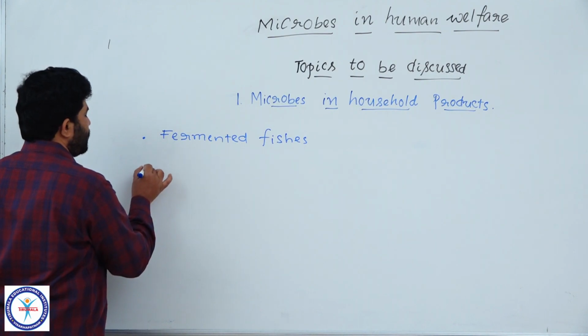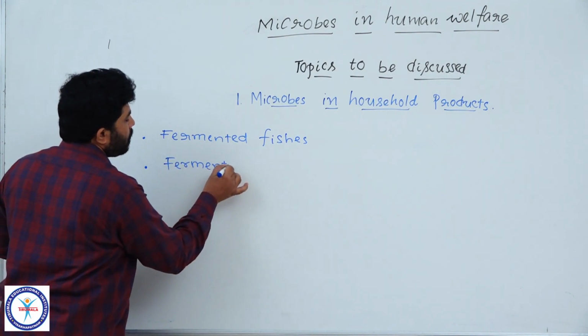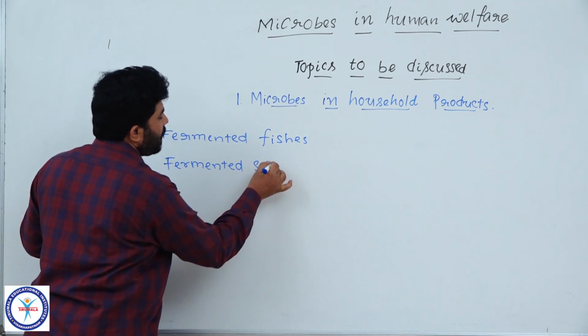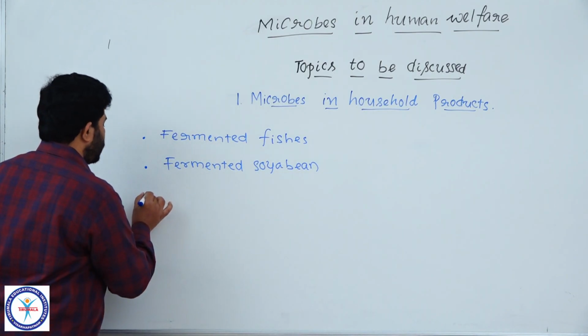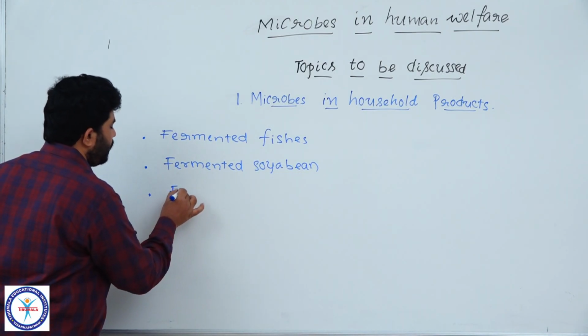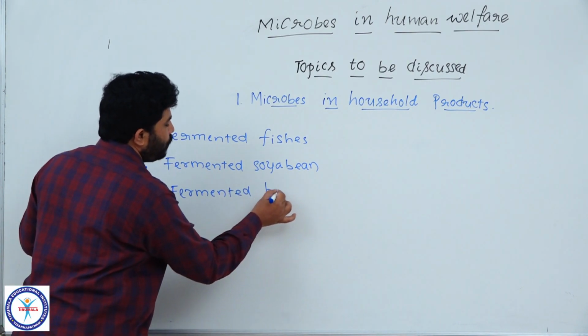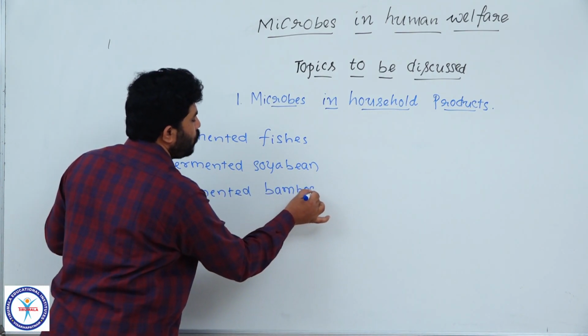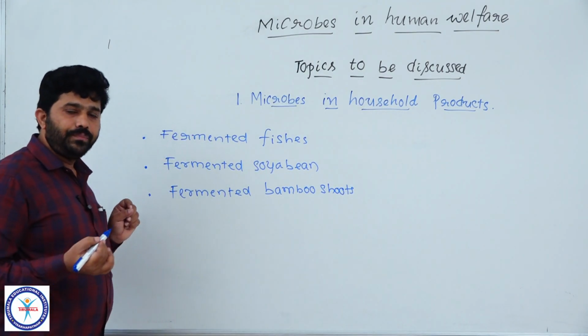And the next one is fermented soybean. We are observing fermented soybean. Next one is fermented bamboo shoots. In so many areas, people use bamboo shoots as food.